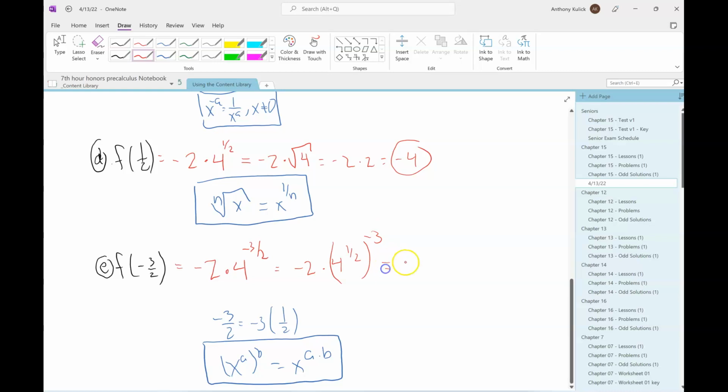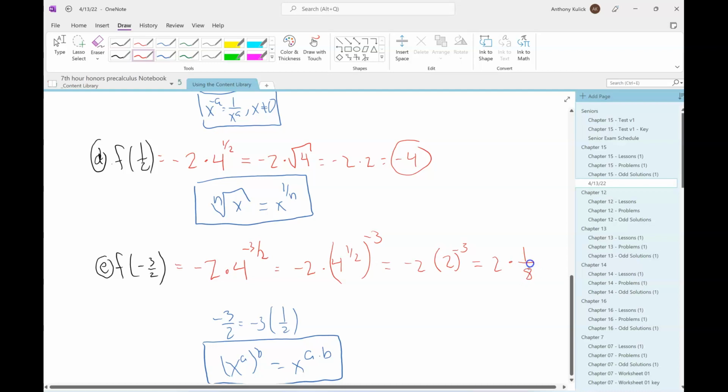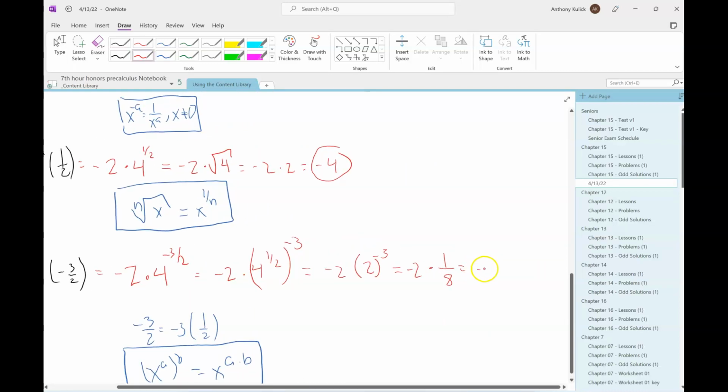So now this becomes relatively easy. For the 1/2 we've already done. That's just 2. 2 to the -3 is 1/2 cubed, or 1/8. And then I just multiply them together to get -1/4.